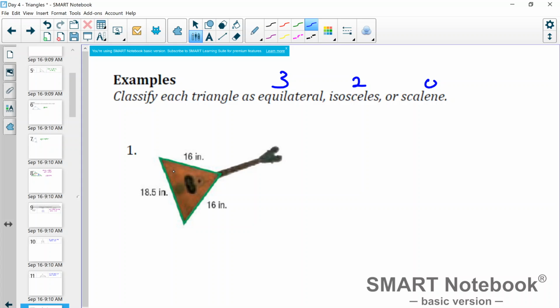So here we have the triangular guitar. We have sides of 18.5, 16, and 16 inches. I see we have two sides the same, therefore it's an isosceles triangle.